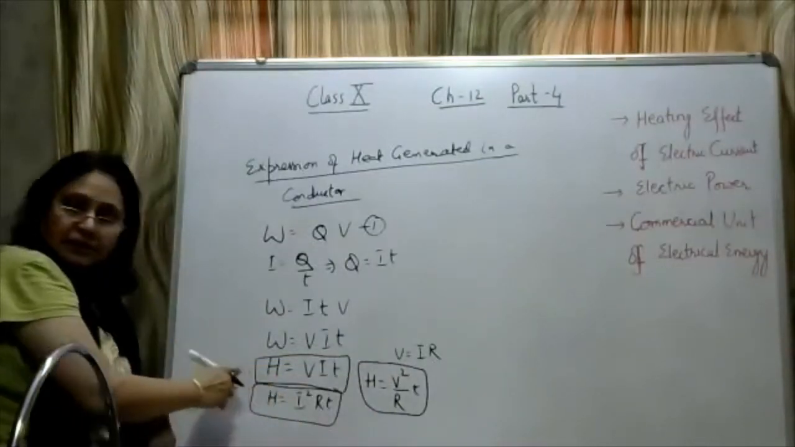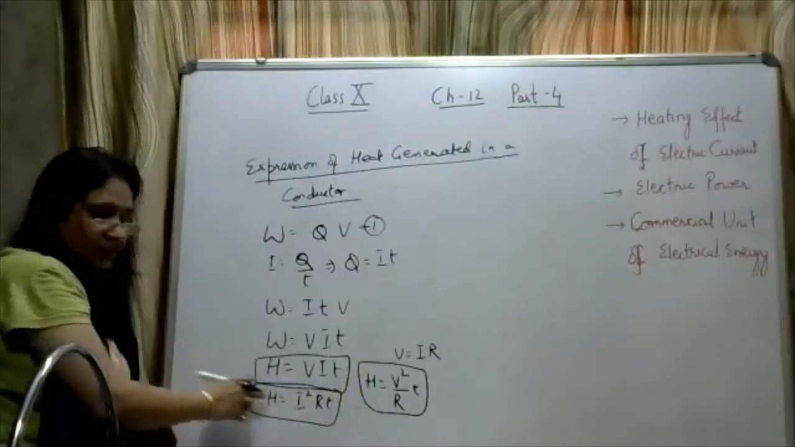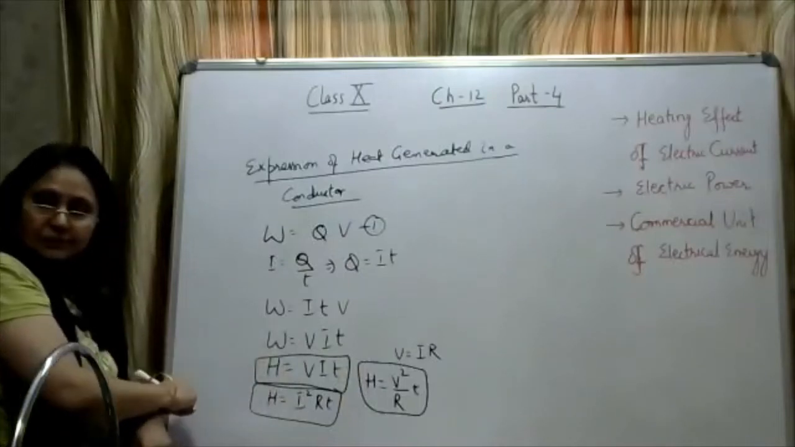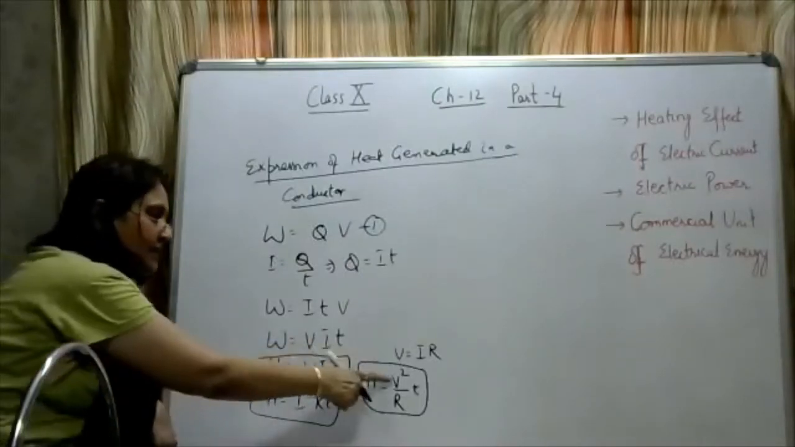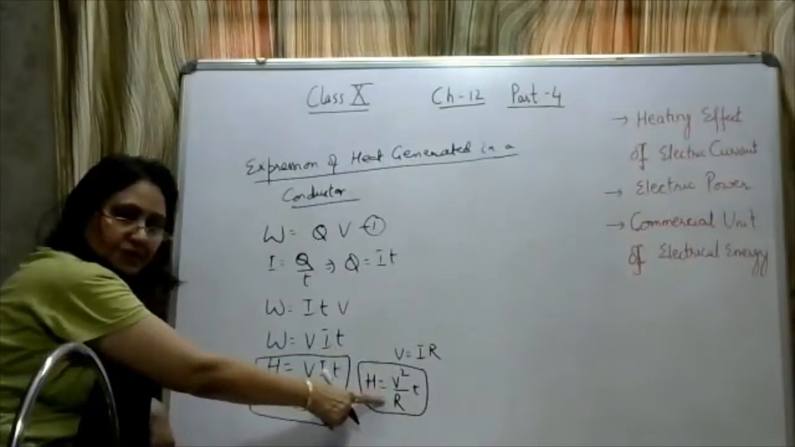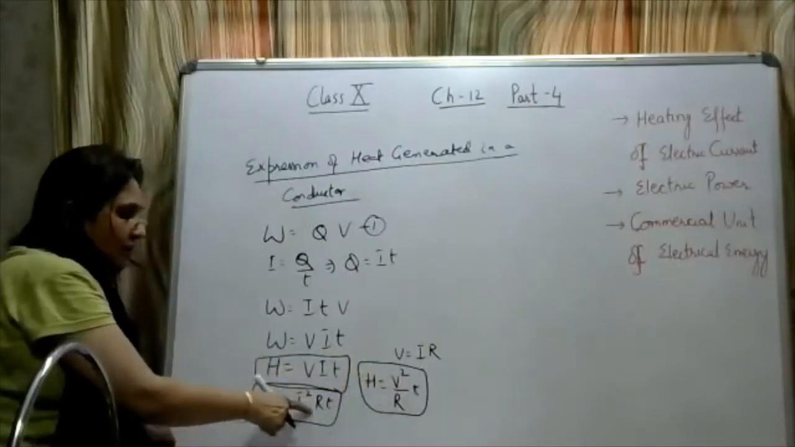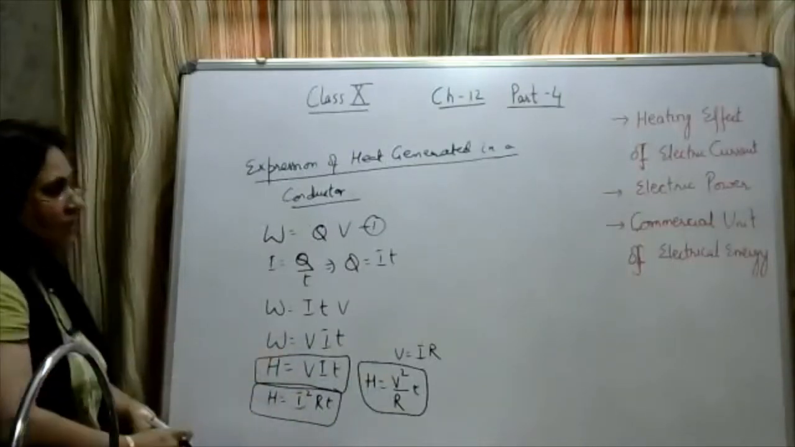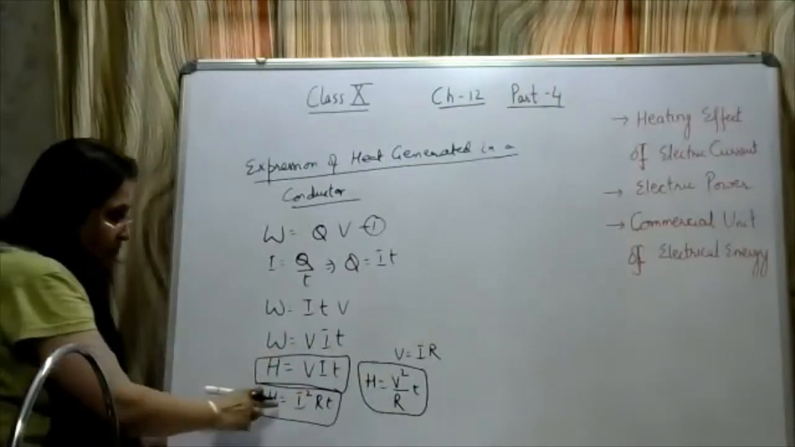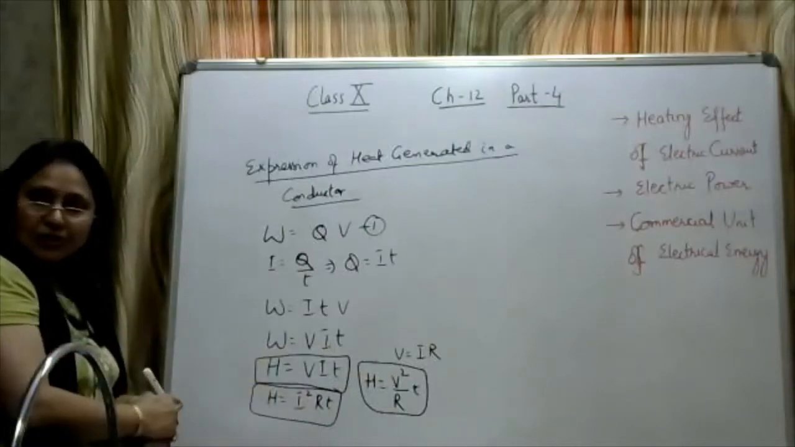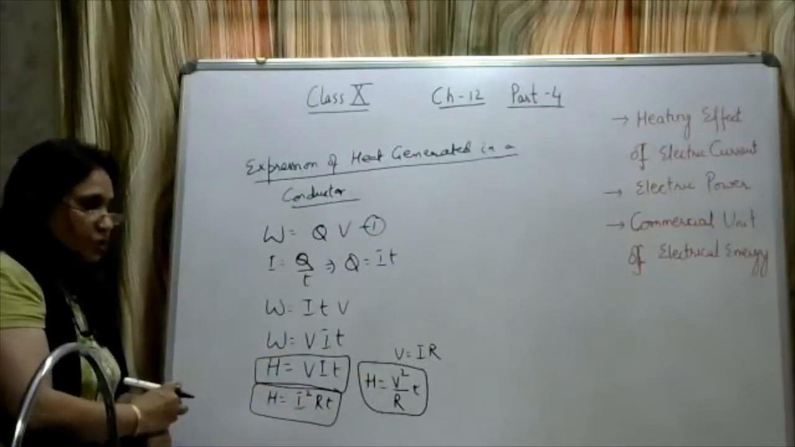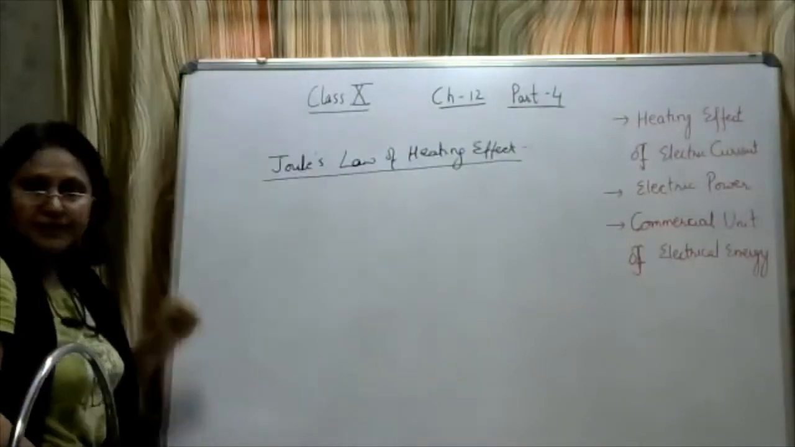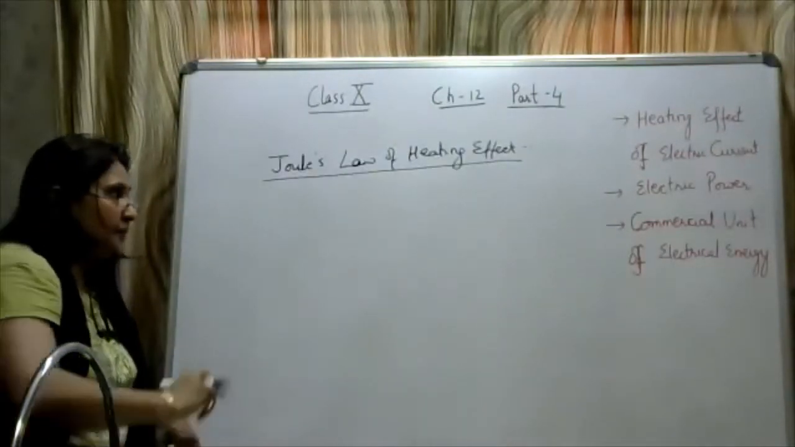Okay, and if there are a number of resistors connected in series, we know that the current flowing is the same. Then we can use this expression I square R into T. Otherwise, if V is constant, we'll use this expression V square upon R into T. Or we can use this expression when I is constant, H is equal to I square R into T. Now this law, H is equal to I square R into T, was given by Joule and is called Joule's law of heating effect. Now the next topic is Joule's law of heating effect.